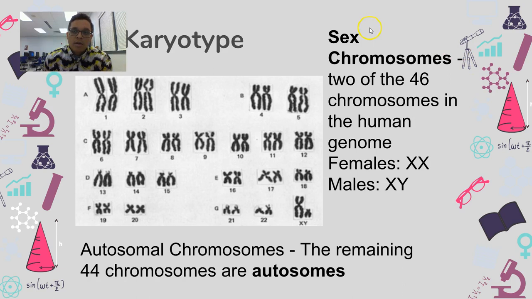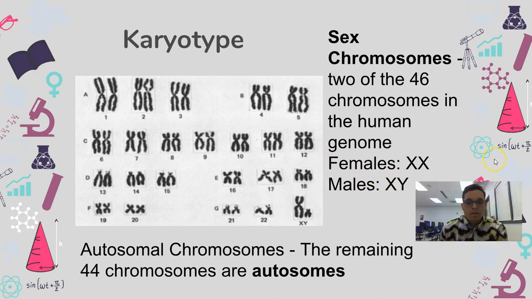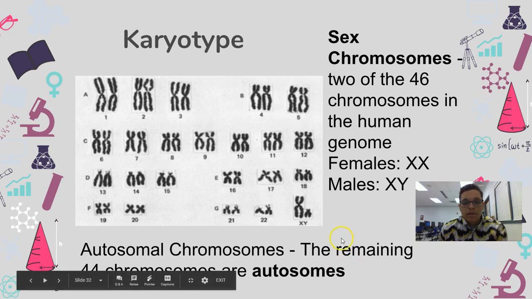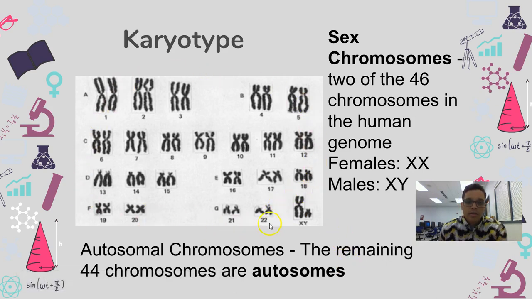So you have two sex chromosomes, and two of those 46 chromosomes in the human genome are your sex chromosomes. And what that does is determine your sex. So for females, it's XX, and males, it's XY. Those last 44 chromosomes, we call those autosomes, and they're just the non-sex chromosomes. So it's all these ones.